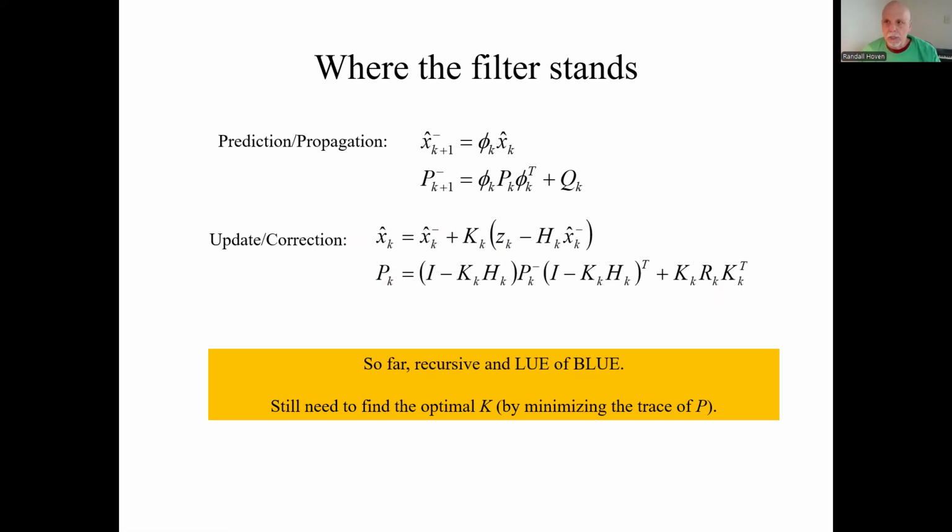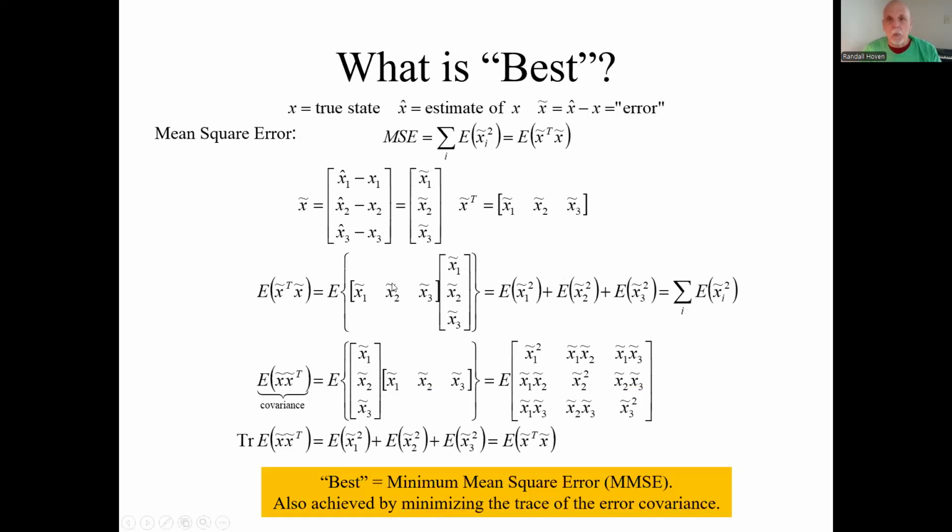And then we had this equation from the previous video of what the covariance of the error of our estimate is. The error in this estimate was this, regardless of what we choose for this gain K. So we've done the linear unbiased estimate, the LUE of BLUE. All that remains is to find the best. We still need to find the optimal gain, and we're going to do that by minimizing the trace of this covariance matrix. Why does that work?